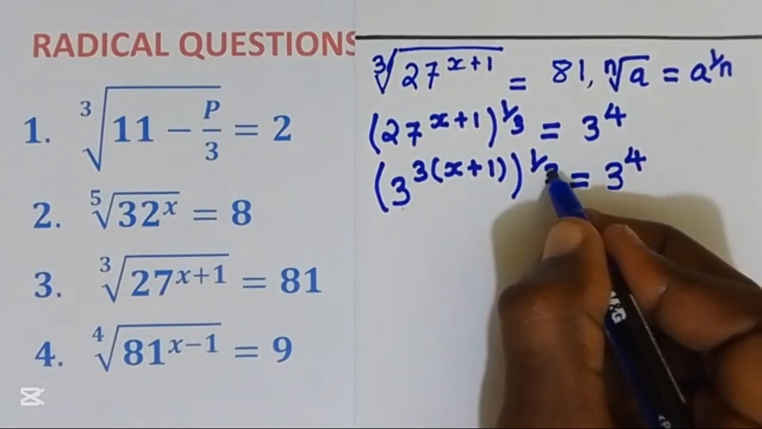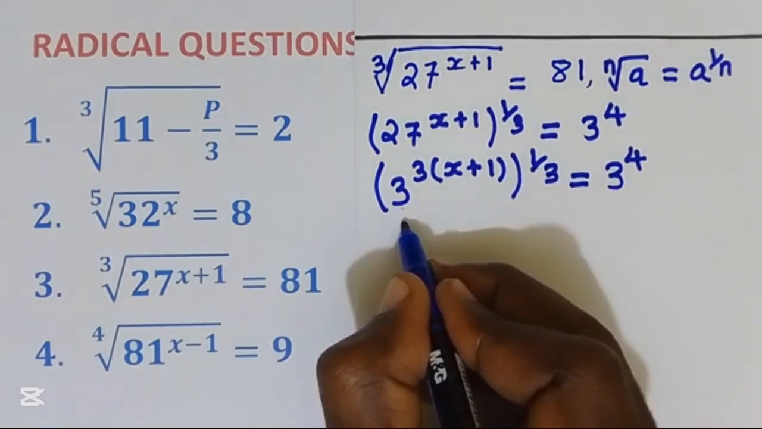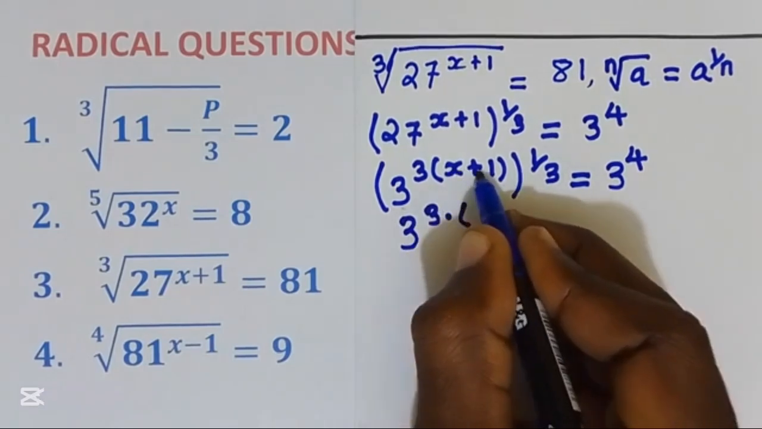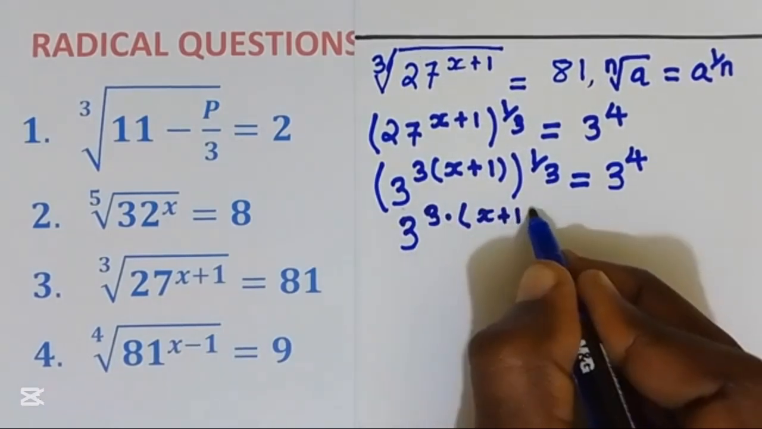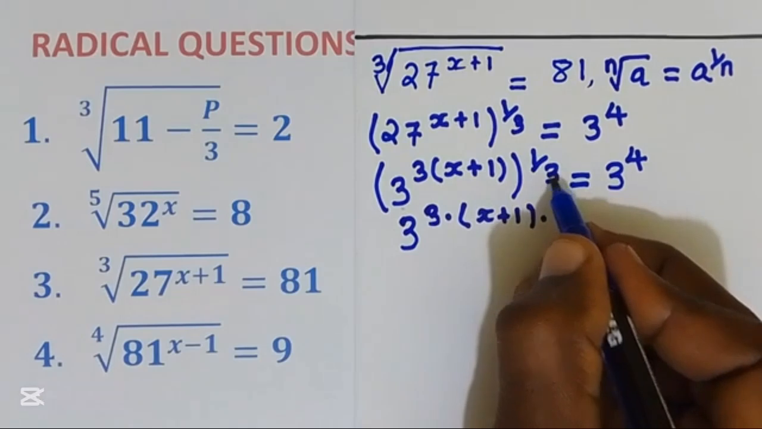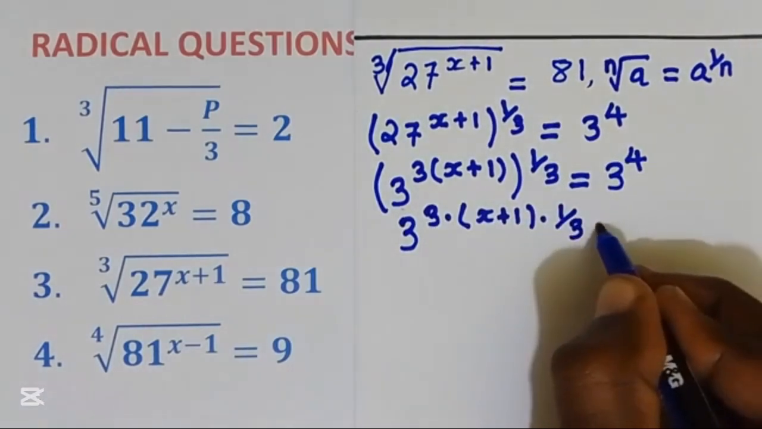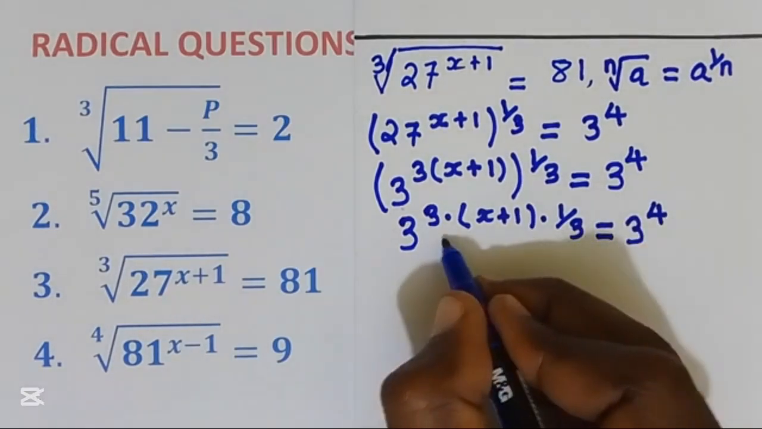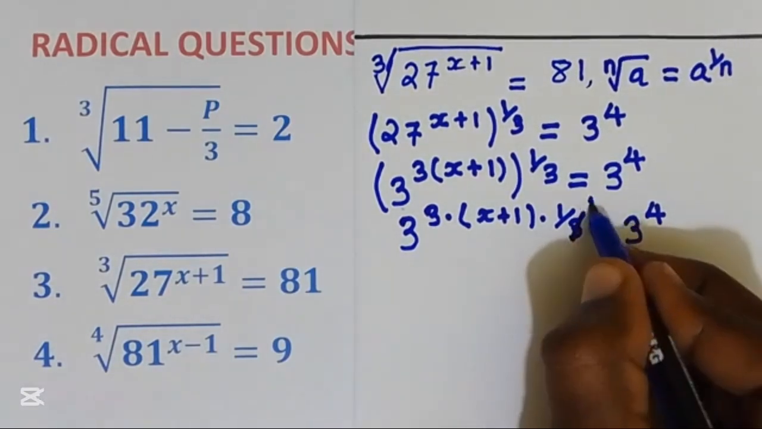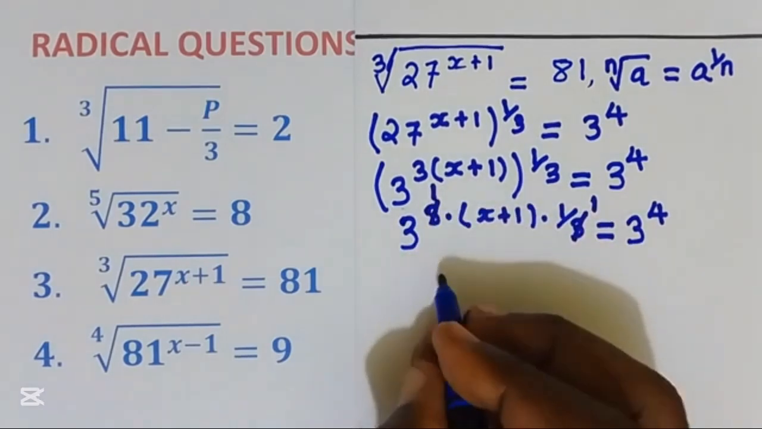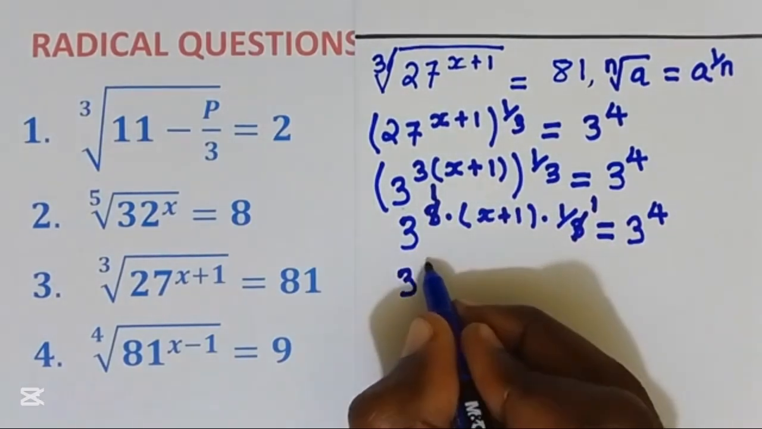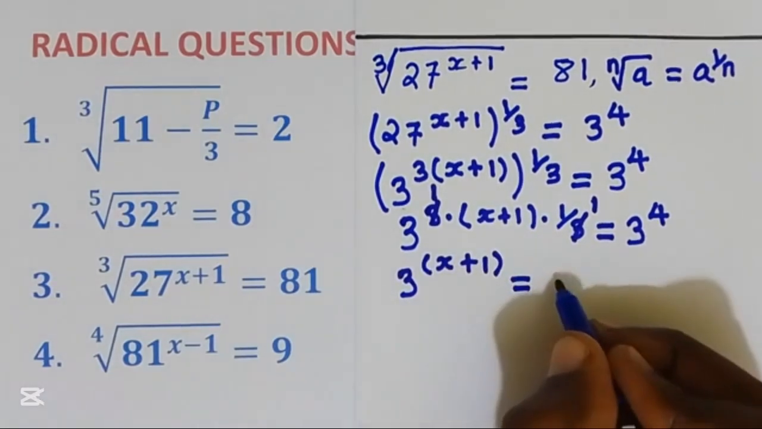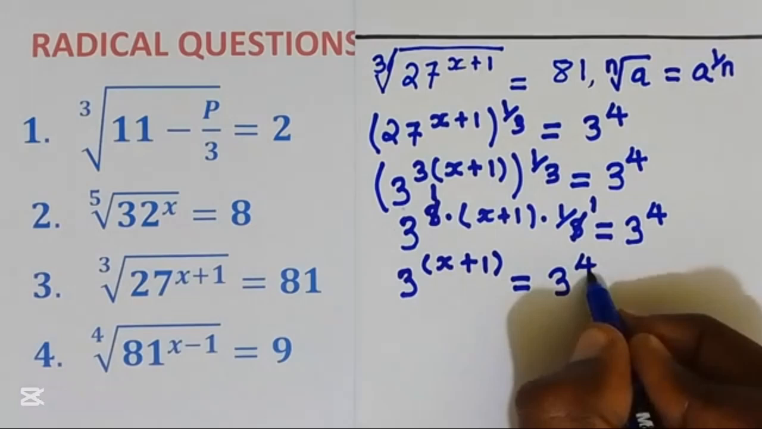I'm going to multiply the power in. That is going to be 3 power 3 multiplied by, in the bracket, x plus 1, multiplied by 1 over 3, equal to 3 power 4. In the power, I can simplify by 3, 1, by 3, 1. I'm going to remain with 3 power x plus 1, equal to 3 power 4.